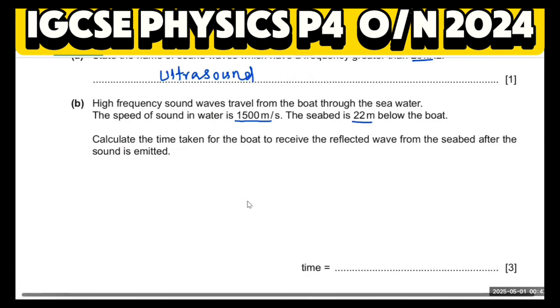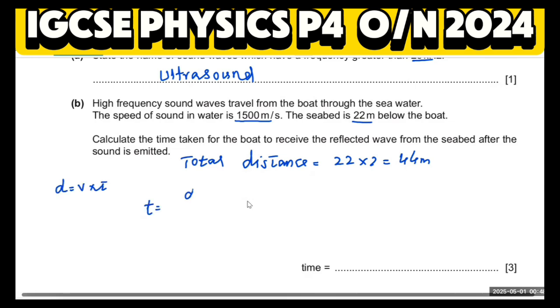One side distance is 22. So the total distance is 22 times 2, that will be 44 meters. So we will calculate the time. We know that the main equation is distance equal to speed multiplied by time, and time will be equal to distance over speed. So distance is 44 meters, and the speed is given 1500. That will be equal to 0.029 seconds. Again, the unit is missing, so you have to write the unit of the time. So this is the answer.